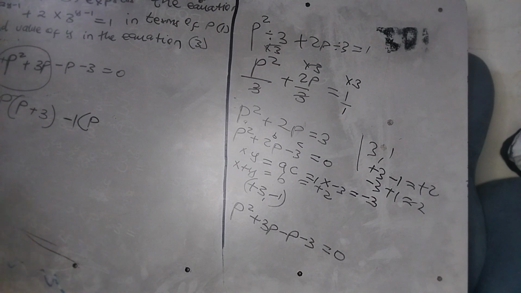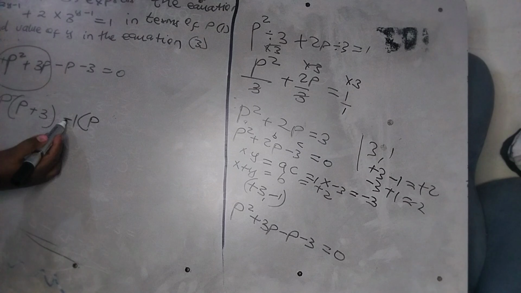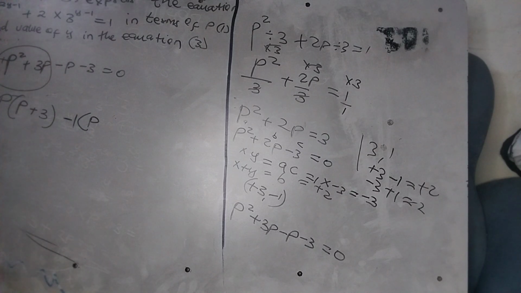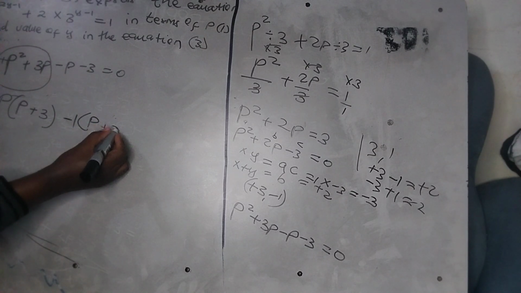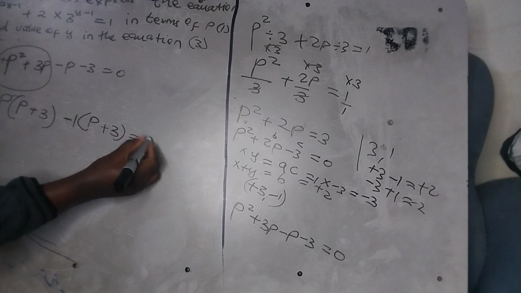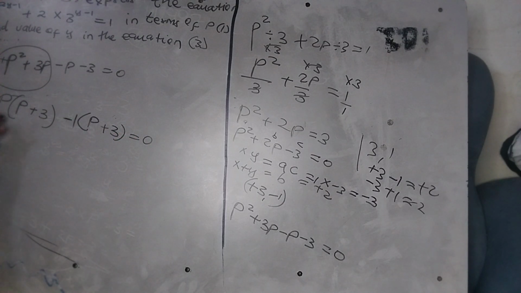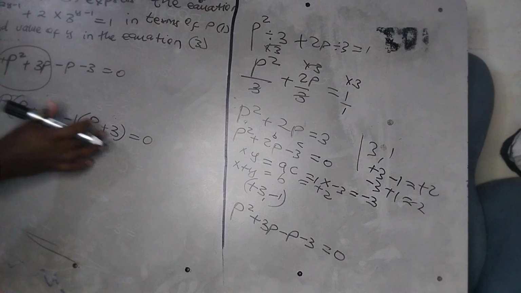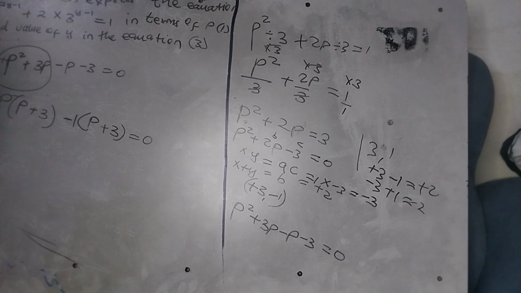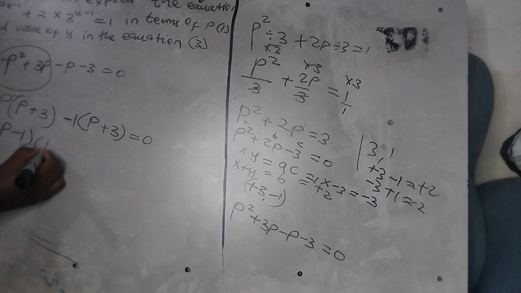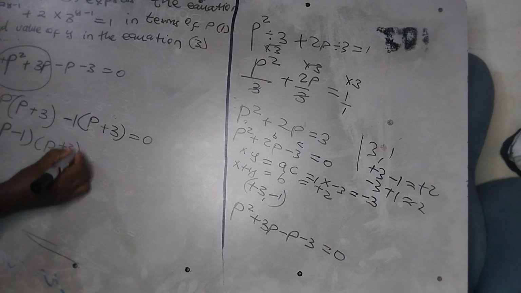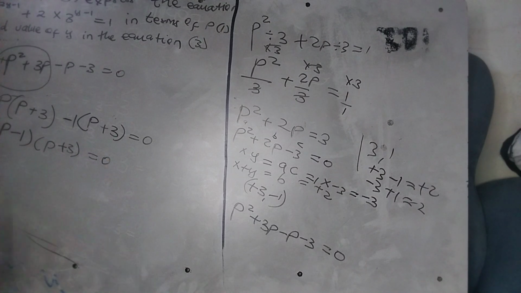Always be keen when it comes to signs. Minus times minus gives us a plus 3. Is equals to 0. Otherwise, if you get something where the expressions in the brackets do not share a common sign, you are very wrong. You would rather stop the calculation. Okay, what is outside the brackets? You can put it in its own bracket. P minus 1 into p plus 3 gives us a 0.